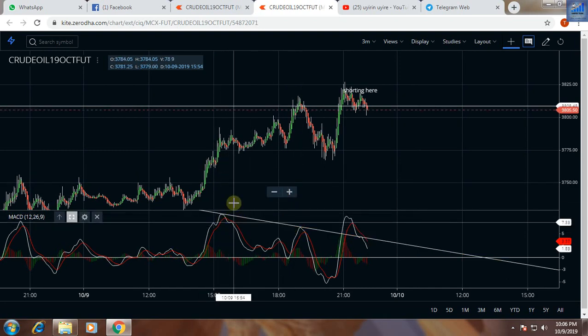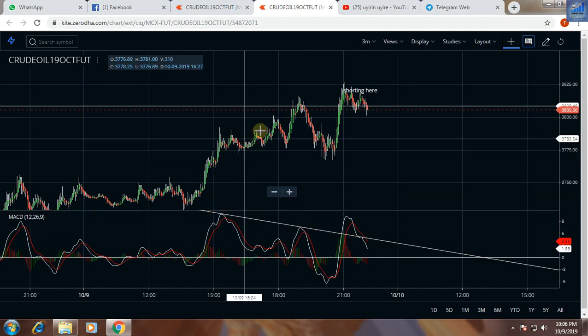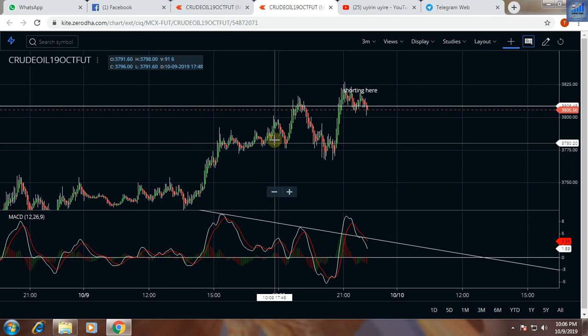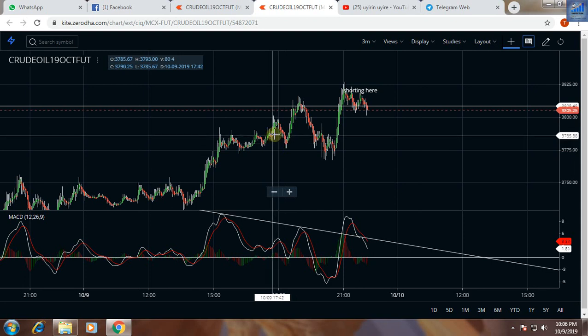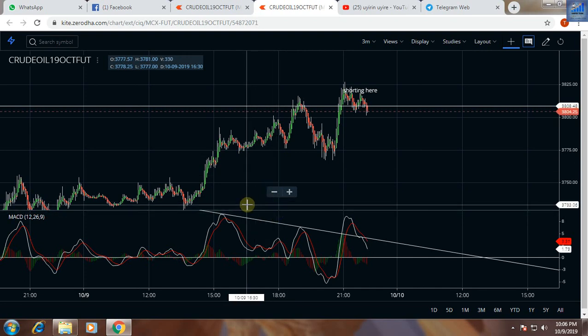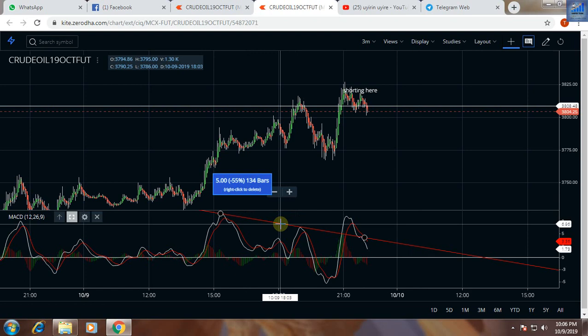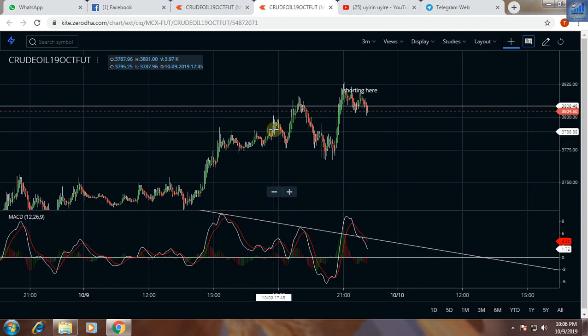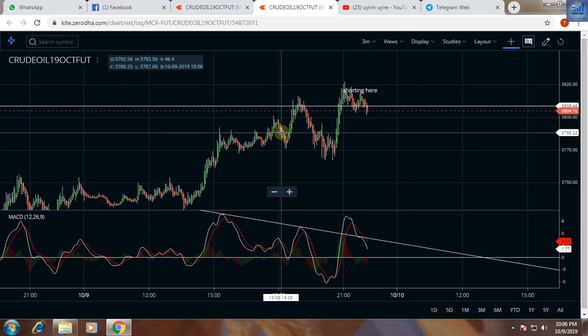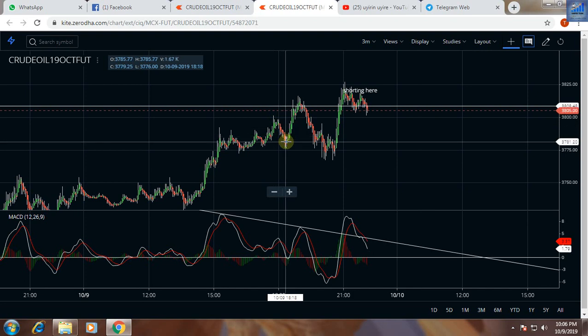So that means when the price is making a new high, there is no necessary trend strength or momentum in the upward direction. So the price should soon move downwards, as we can see here. As the price has made a new high here, see the price has moved downwards also.